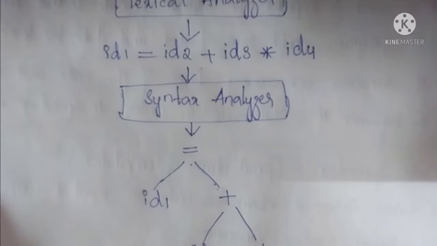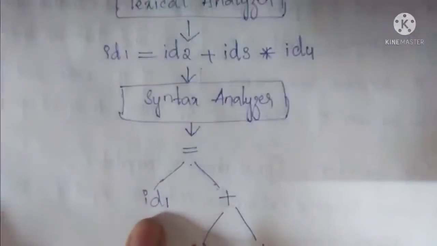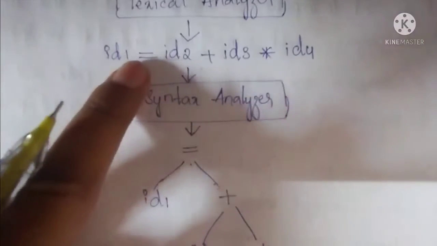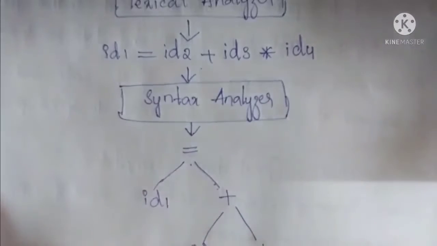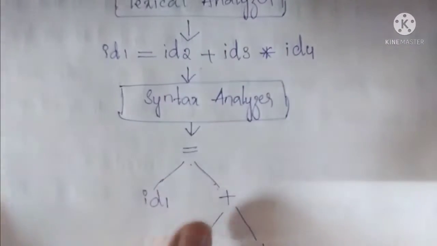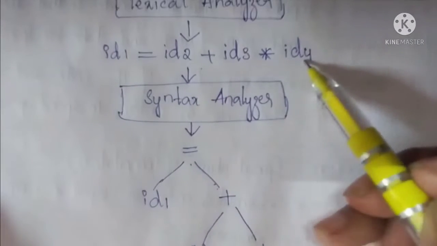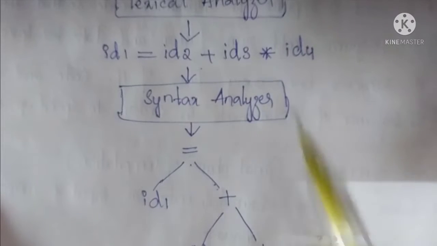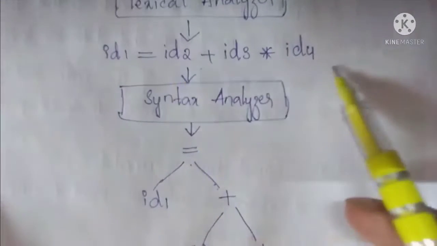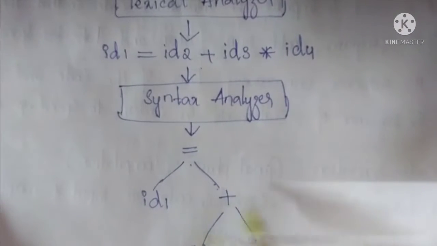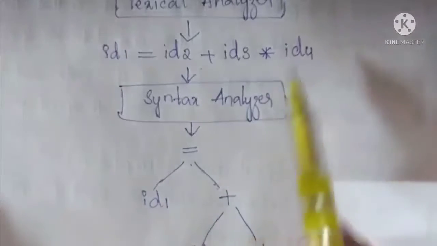So look here, first ID1 equal to ID2 plus, here plus, next ID3 here I am writing. For this complete expression I have written this one, for this complete expression I have written this total.